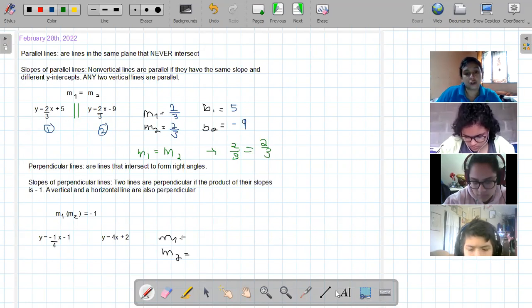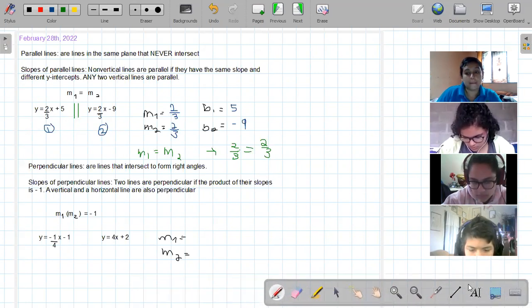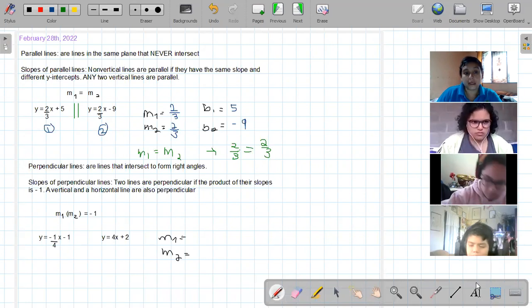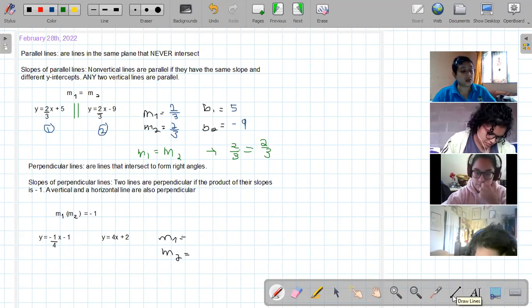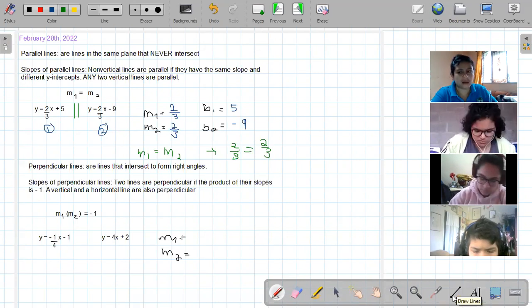Now let's go with the second definition. The second definition is perpendicular lines. Perpendicular lines are lines that intersect. They do touch, but they intersect to form right angles. What are right angles? Which ones are the right angles?